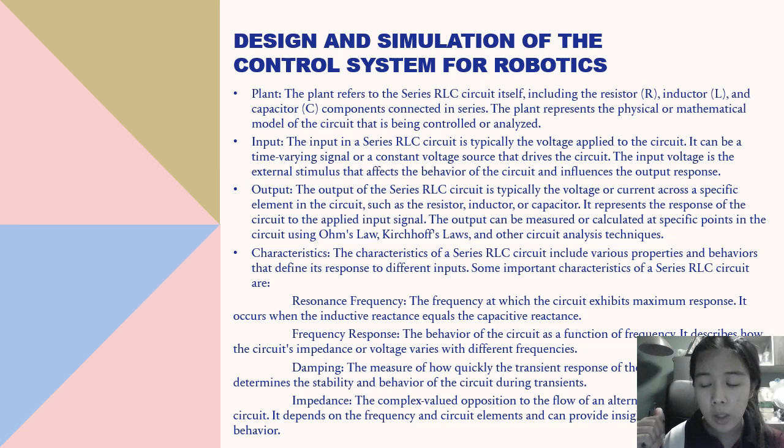And damping is a measure of how quickly the transient response decays, and it determines the stability and behavior of the circuit during transients. And the last one, impedance, is a measure of the opposition to the flow of alternating current in the circuit. It depends on the frequency and circuit elements.